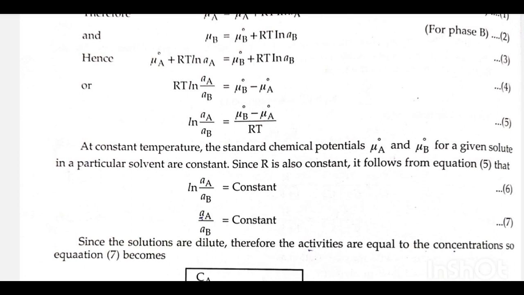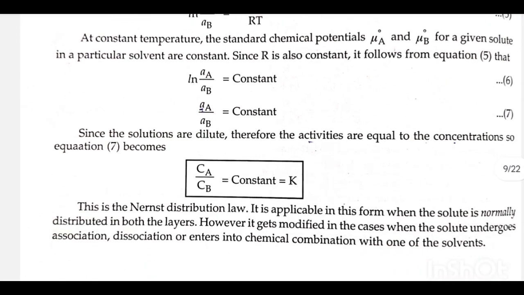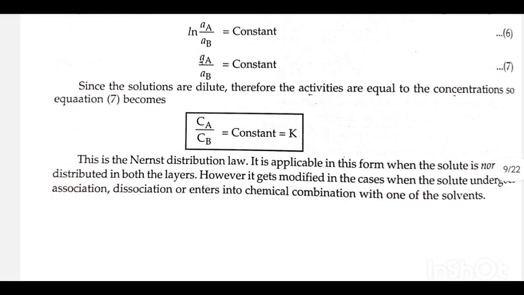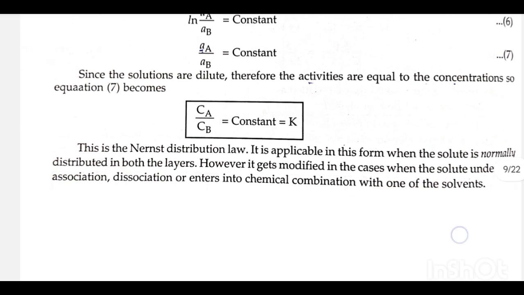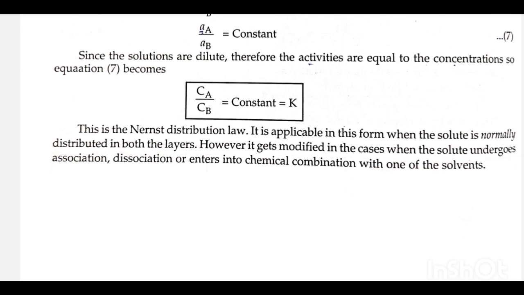At constant temperature, the standard chemical potentials mu naught A and mu naught B for a given solute in a particular solvent are constant. Since R is also constant, it follows from equation 5 that ln aA by aB is equal to constant, so aA by aB is equal to constant. Sixth, seventh equation. Since the solutions are dilute, the activities are equal to concentrations. So equation 7 becomes CA by CB is equal to constant, which is equal to K. This is the Nernst distribution law. It is applicable in this form when the solute is normally distributed in both the layers.